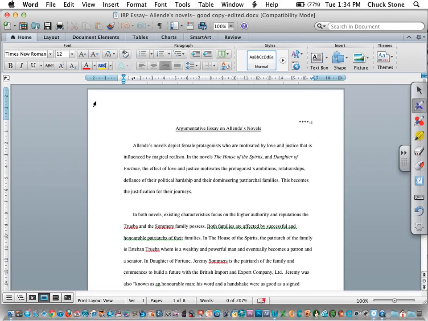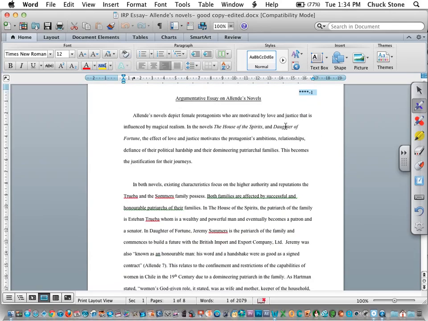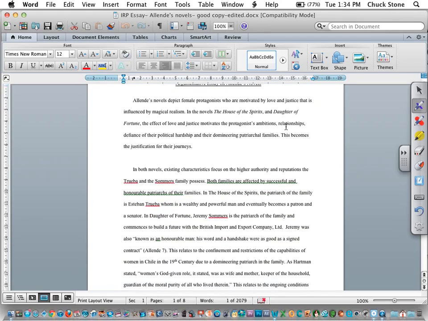Over here, the name, although I've blotted it out here, is correctly put in the upper right-hand corner. Allende's novels depict female protagonists who are motivated by love and justice that is influenced by magical realism. Interesting start. In the novels The House of the Spirits and Daughter of Fortune, the effect of love and justice motivates the protagonists' ambitions, relationships, defiance of their political hardship, and their domineering patriarchal families. This becomes a justification for their journeys.